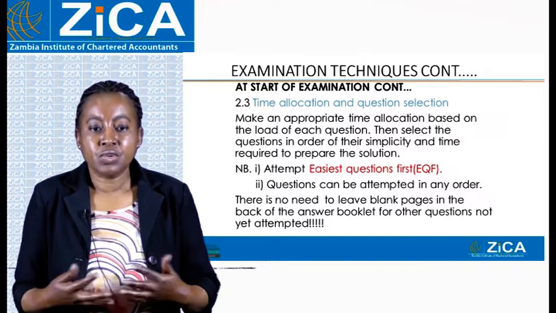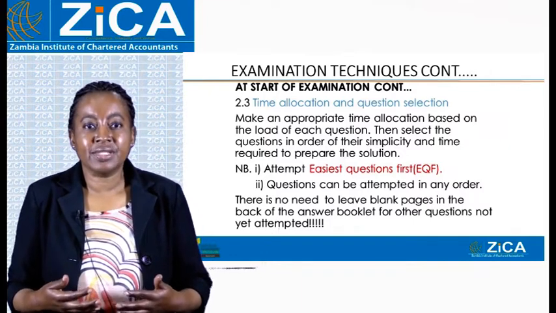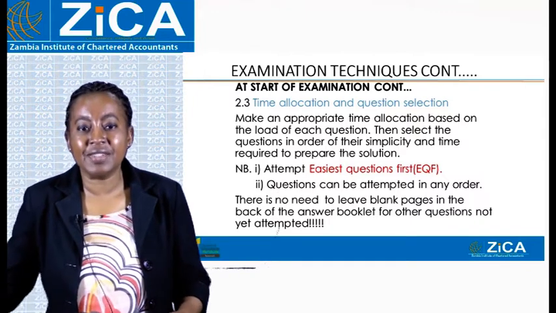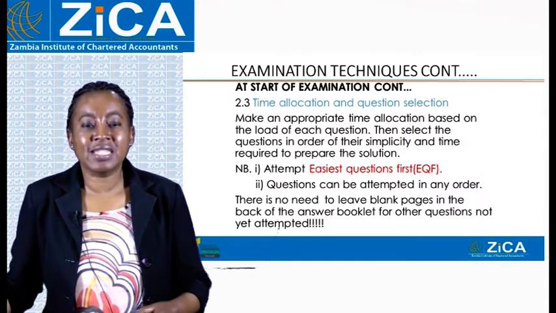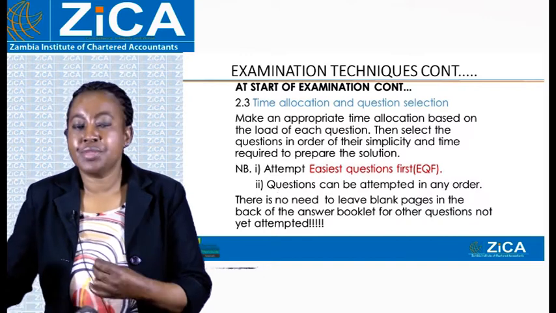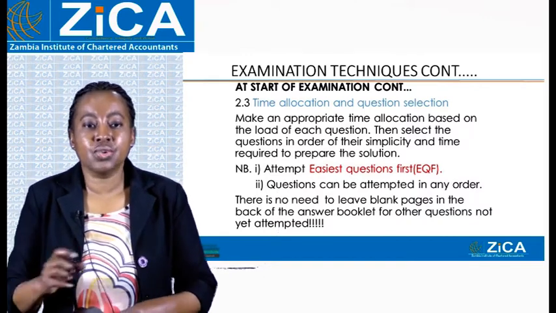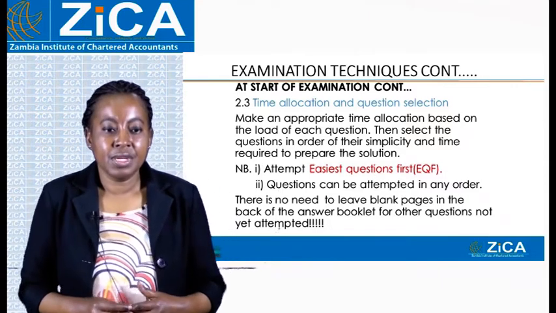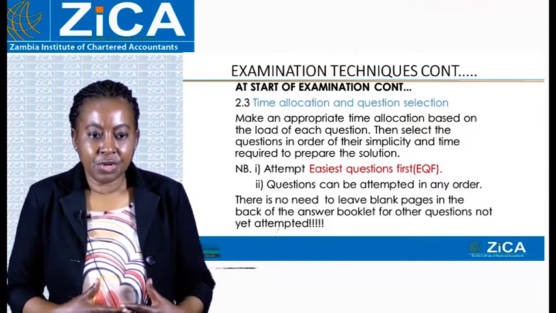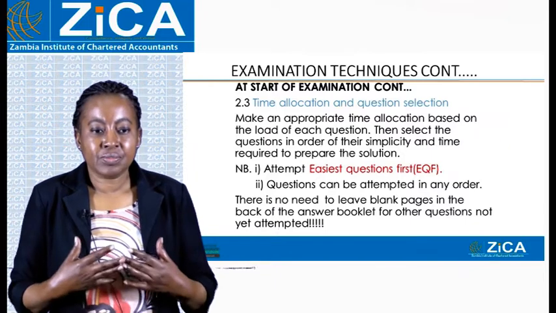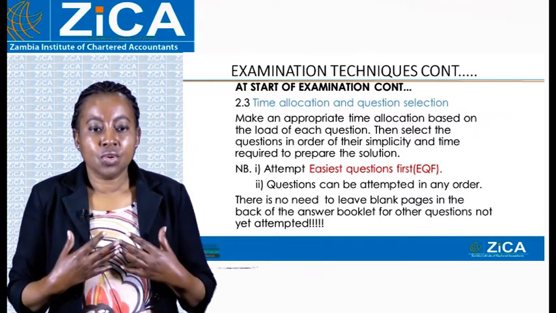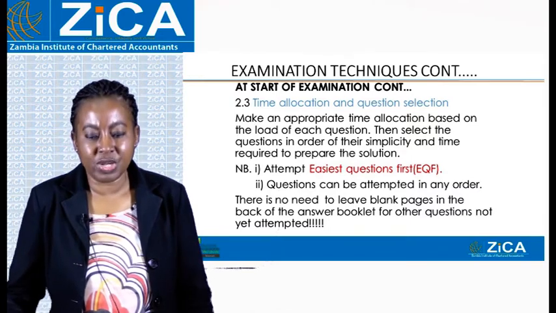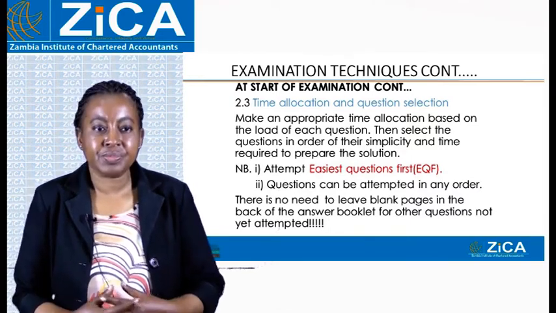Okay? Then questions can be attempted in any order. That just means if you selected to answer question 1, 3, and 5, there's no harm in you starting with question 5, then 3, then 1, as long as you correctly number your answers. There is no need to leave any blank pages. Ensure that all questions are attempted and start the answer to each question on a fresh page.